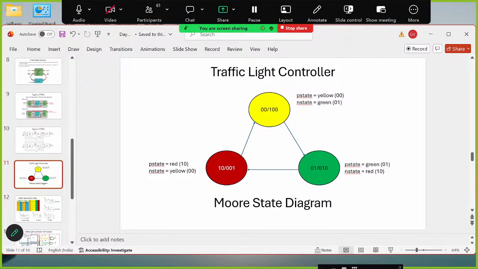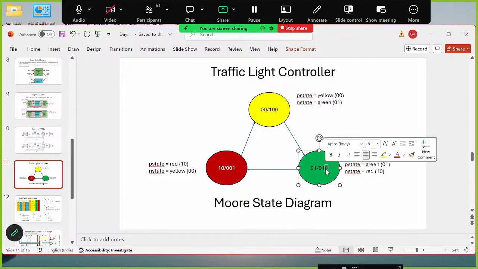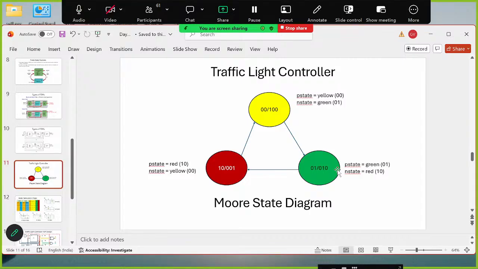In this state, the present state is green, represented by 0, 1. And the next upcoming state would be 1, 0, that is red. When it is at this state, the yellow light should be off, the green light is on, and the red light is off. Am I right? Again, it should stay there for some number of clock cycles, depending upon the frequency. And once it has completed that, it will now jump to this state.